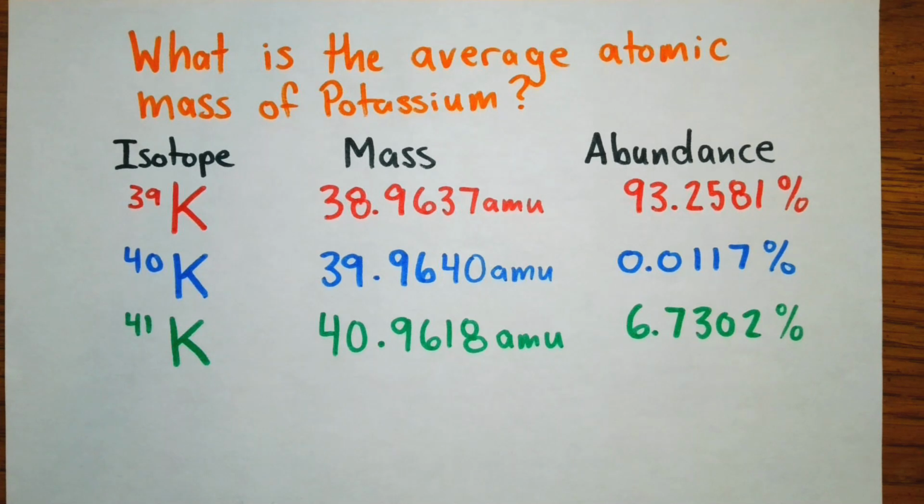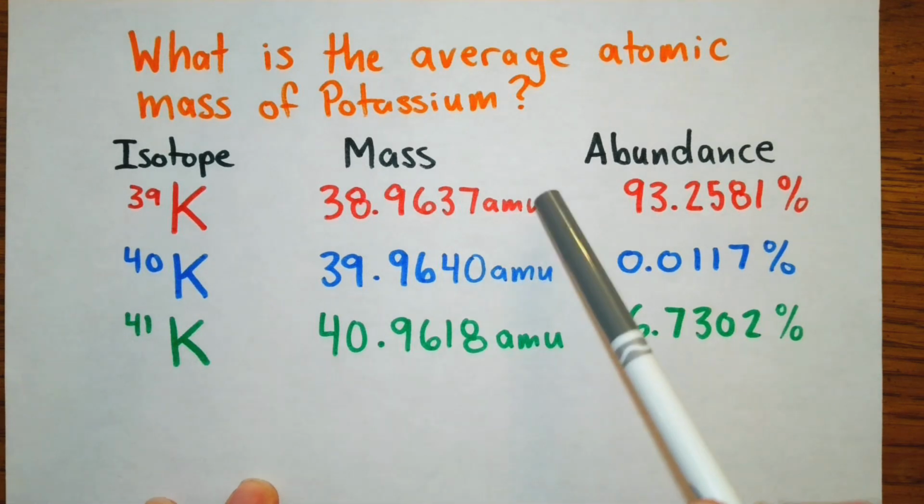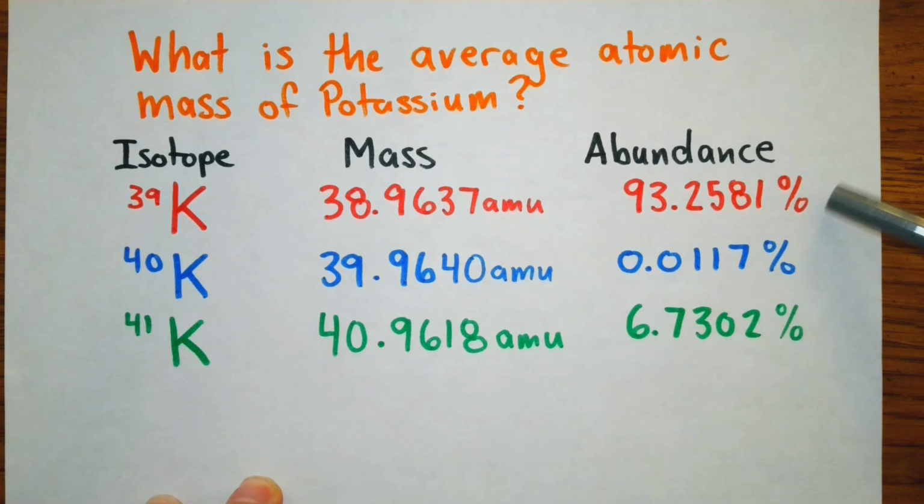This episode we are going to find the average atomic mass of potassium. Now what we're going to need to determine the average atomic mass is the different isotopes of potassium, the mass of each particular isotope, and finally, the relative abundance of each isotope in nature.